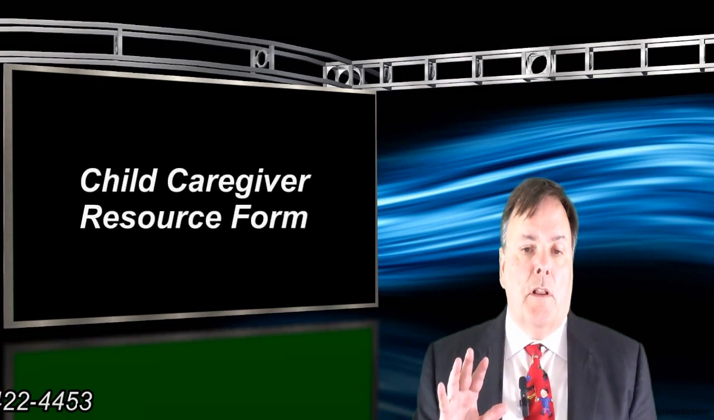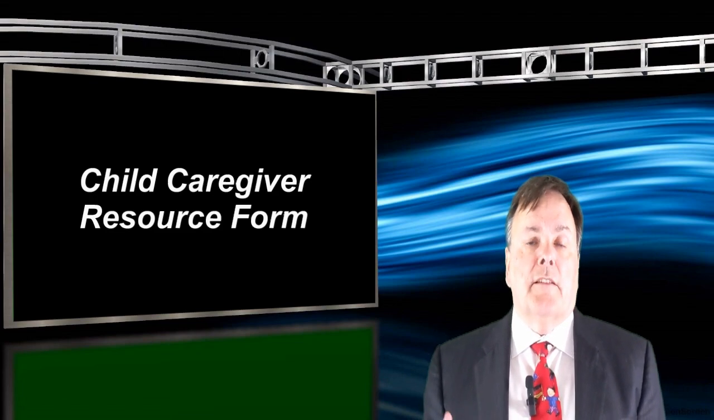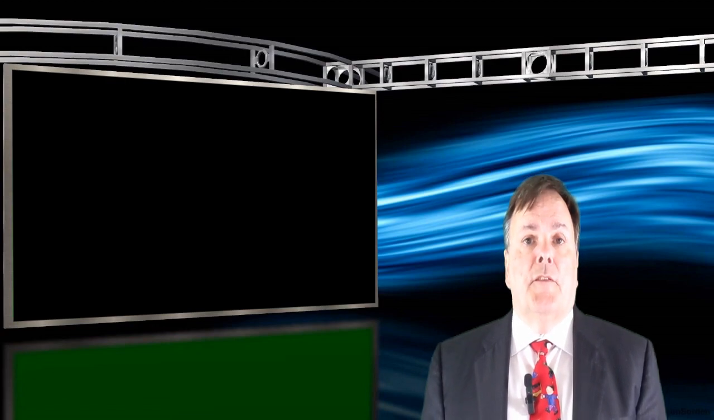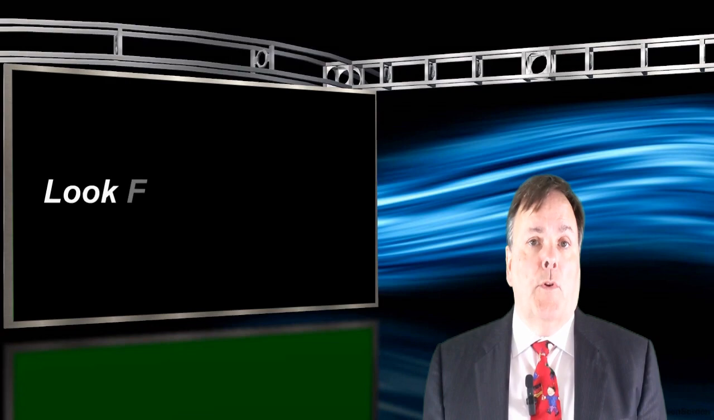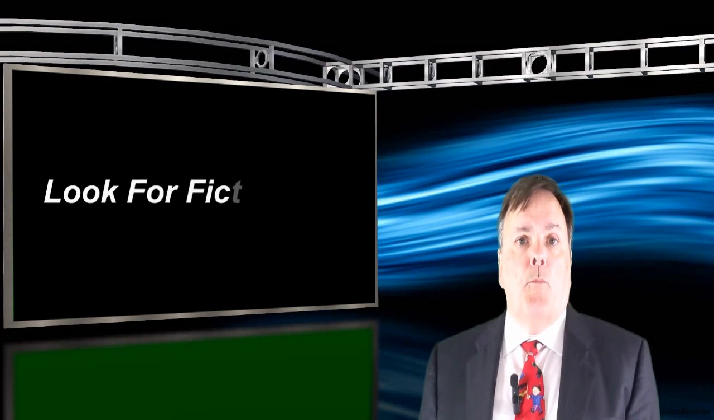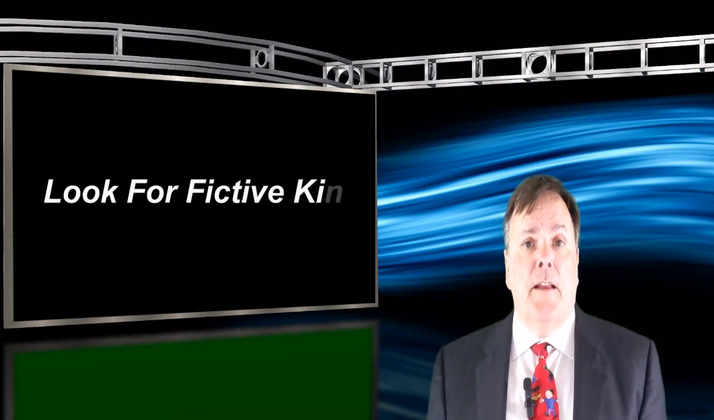If your client has not submitted a child placement form or child caregiver resource form by this point, the court is supposed to order them to complete one. You should make sure they complete one of those. If the child's not with a family member, they're going to want to get the child with a family member in most cases as soon as possible. But it doesn't have to be a family member either. It can be what they call fictive kin, a friend of the family.